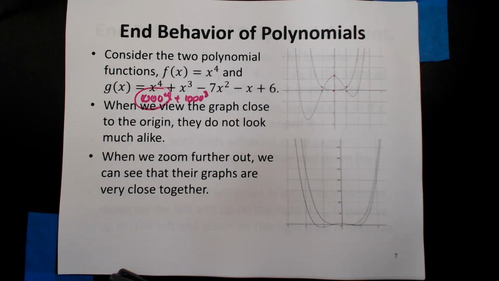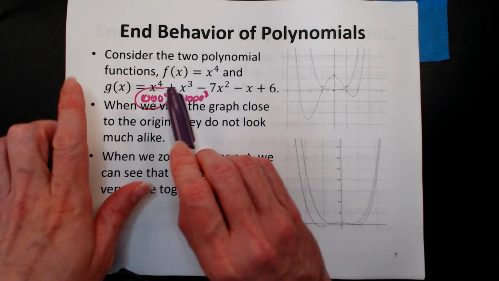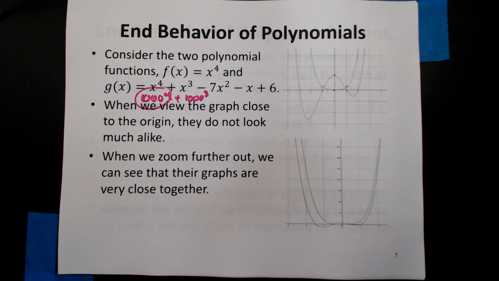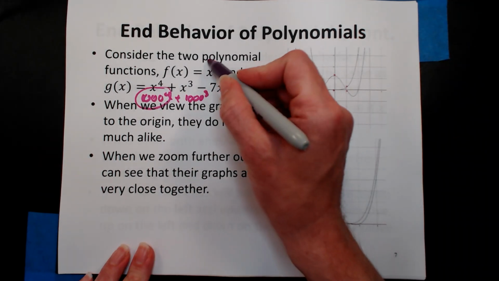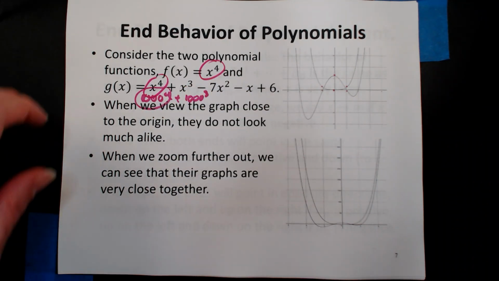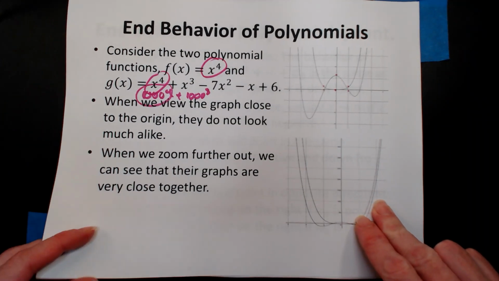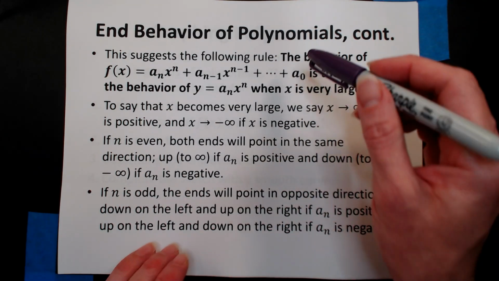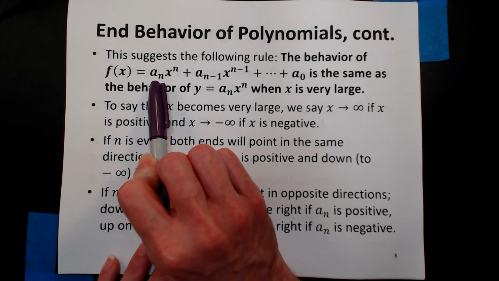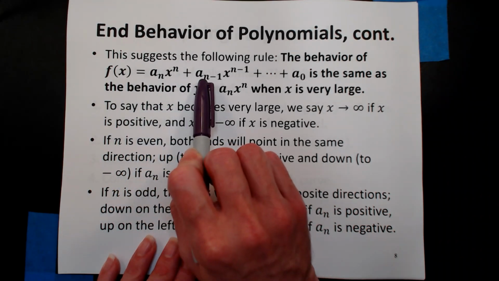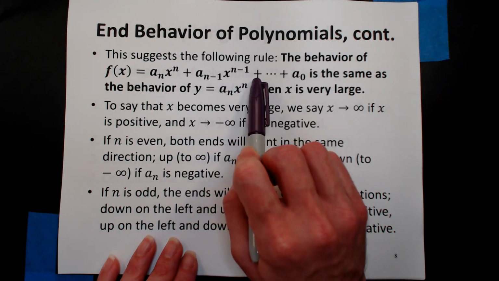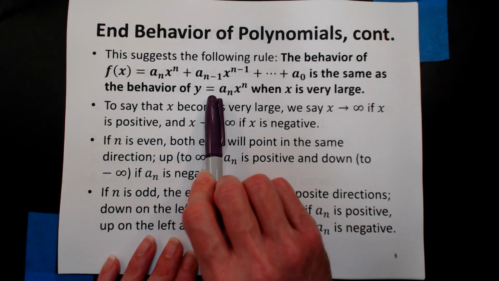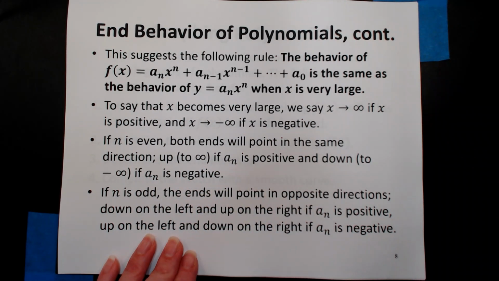So if you zoom out, basically you're just looking at the first term of your polynomial. What happens in the middle, not really concerned, but if you zoom far out, you'll basically be approaching whatever the leading term is and its coefficient. This suggests the following rule. The behavior of f of x equals a sub n x to the n plus a sub n minus 1 x to the n minus 1 plus all your intermediate terms all the way to a sub 0 is the same as the behavior of y equals a sub n x to the n when x is very large.